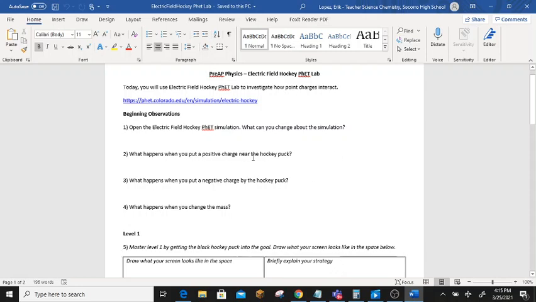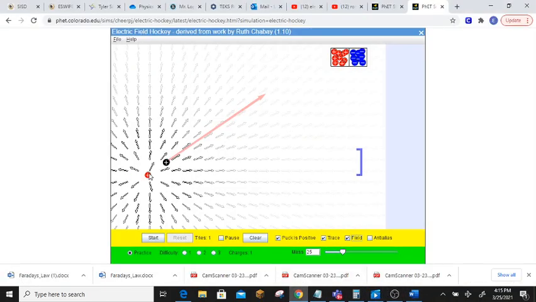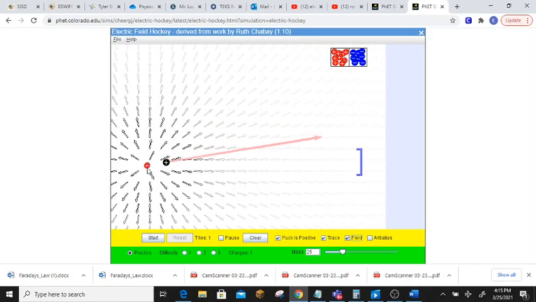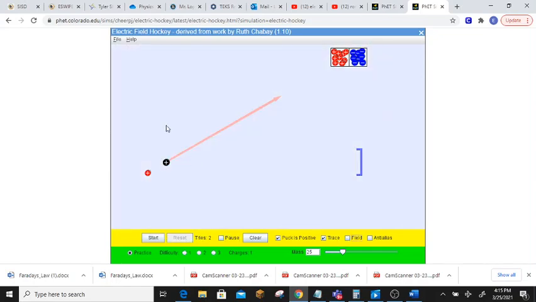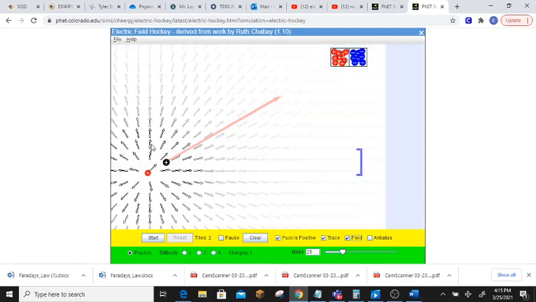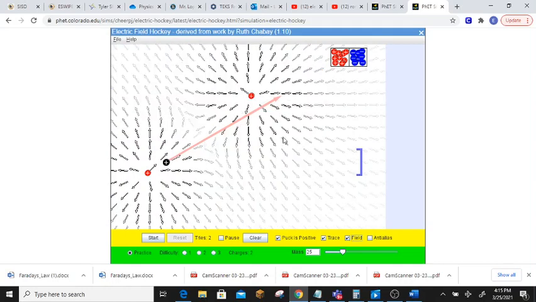What happens when you put a positive charge near the hockey puck? Well, when you put a positive charge near the hockey puck and you hit start, it's going to repel it, right? So I'm going to go ahead and reset this. If you don't have the field lines, you're not going to see the field lines, right? The field lines will tell you what happens. So if I put two of them like this, see how it'll kind of do that.